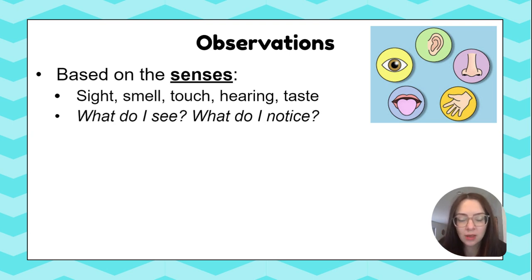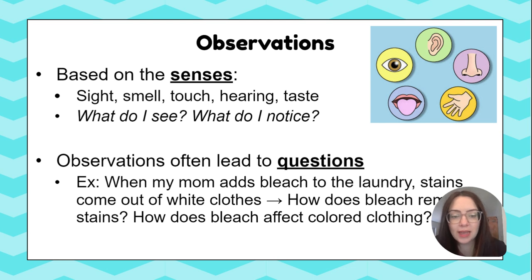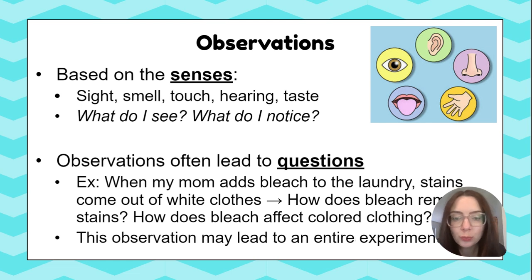Okay, what do I see? What do I notice about the world around me? What questions do I have? Because those observations lead to questions. So, for example, just in everyday life, I know that my mom adds bleach to the laundry and then stains come out of white clothing. That might lead me to some questions if I'm curious about it, such as how does bleach remove stains? Or how does bleach affect colored clothing? I notice she always uses it on white clothing, but what if I were to put bleach on colored clothing? What would happen? Okay. And those observations might lead to an entire experiment to find out the answers.